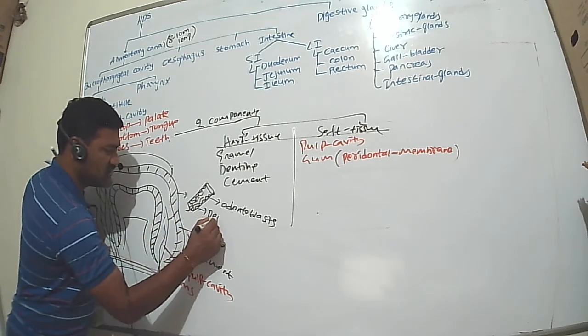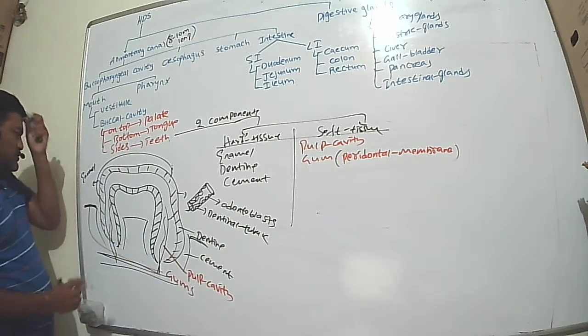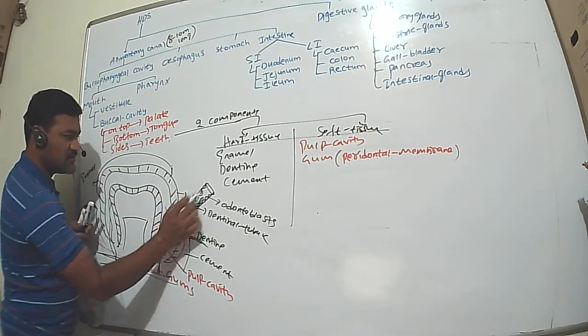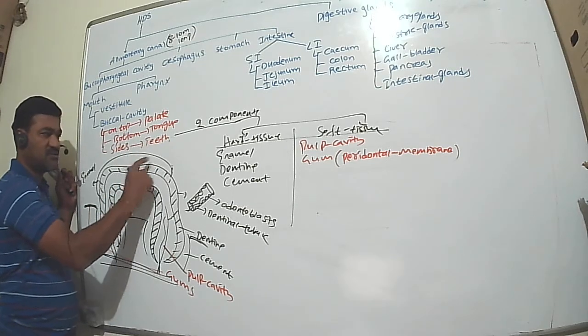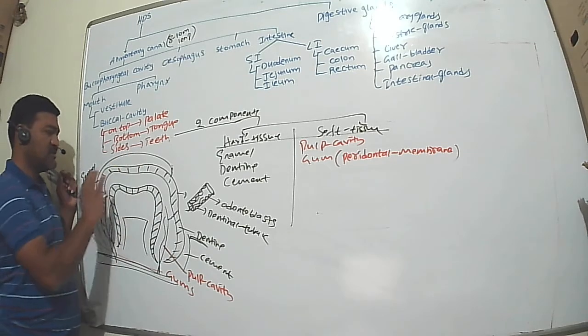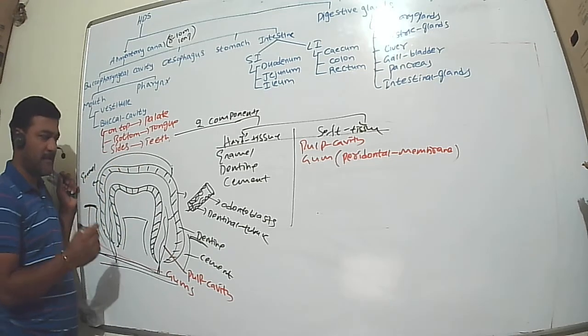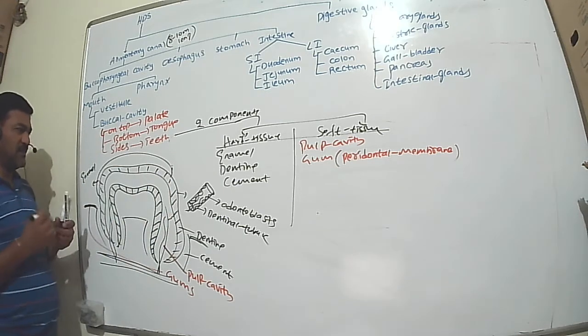This is the dentinal tubule. So in this dentinal tubule you have the blood capillaries and also nerve fibers. That's why when you try to scratch the enamel, there is no sensation. Why? Because it's non-living. But when there is an injury to the dentine, definitely there is a pain.